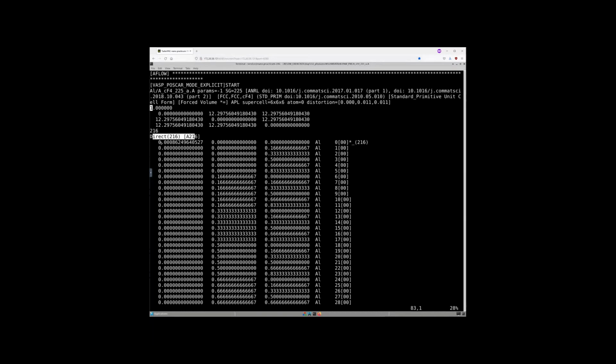216 atoms, and you see instead of having an atom in the origin, we have this little displacement here. It's a little bit distorted. The rest is in equilibrium position, but here is just the displacement of this atom.